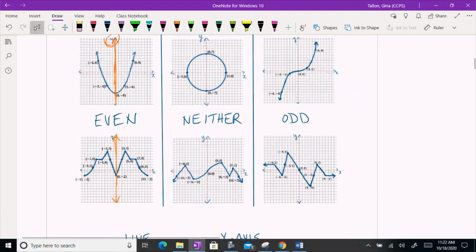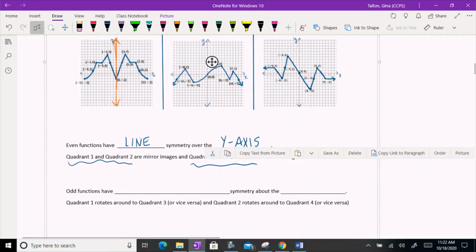Same thing on the top. Here's quadrant 1, here's quadrant 2. You see how quadrant 1 points can just get flipped right over to quadrant 2? That means that we have line symmetry over the y-axis. Likewise, everything here in quadrant 3 and everything here in quadrant 4 match each other as mirror images over the y-axis. Okay, so moving on to odd functions.